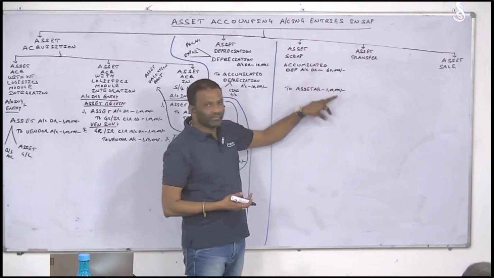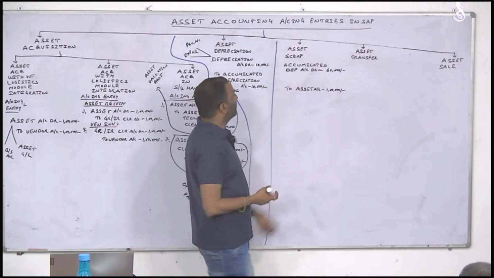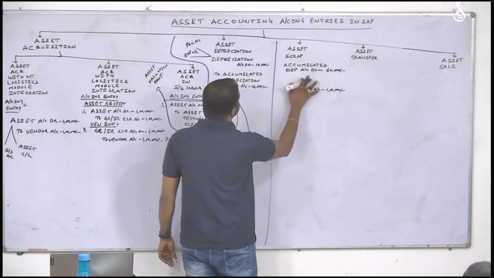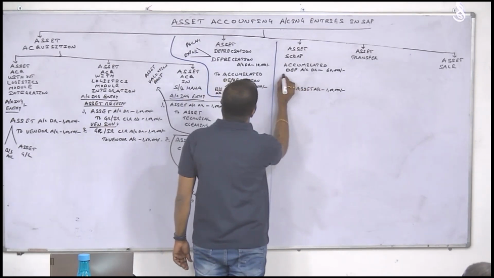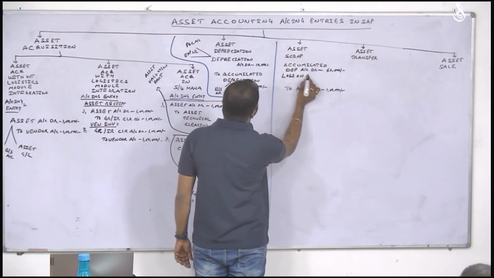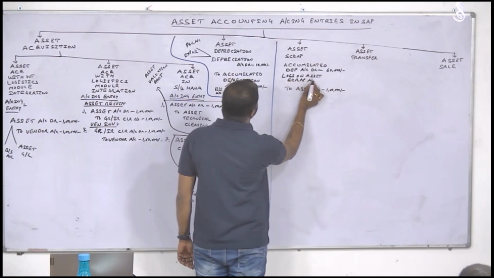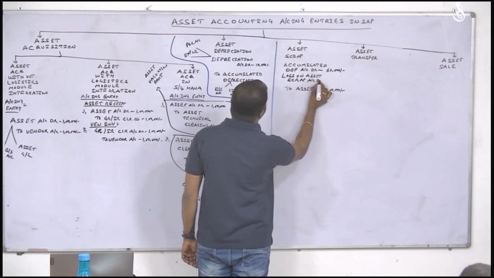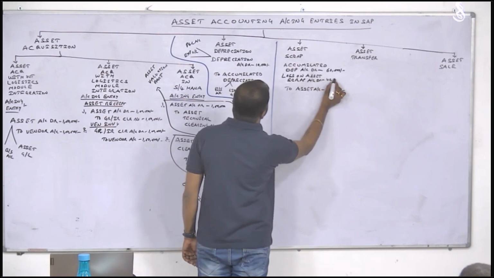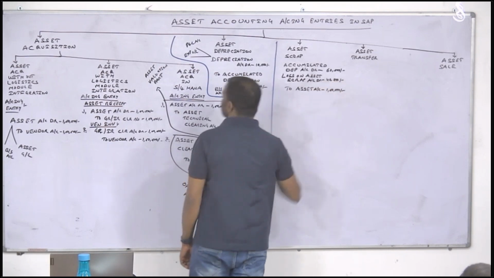Now the knock off is done, right? Now what is the difference? What is the difference? 40,000. Gain or loss. 40,000. Asset scrap account debit. How much? 40,000. This is the accounting entry.